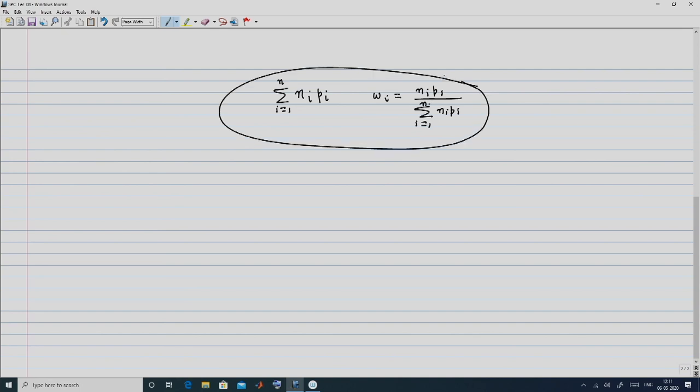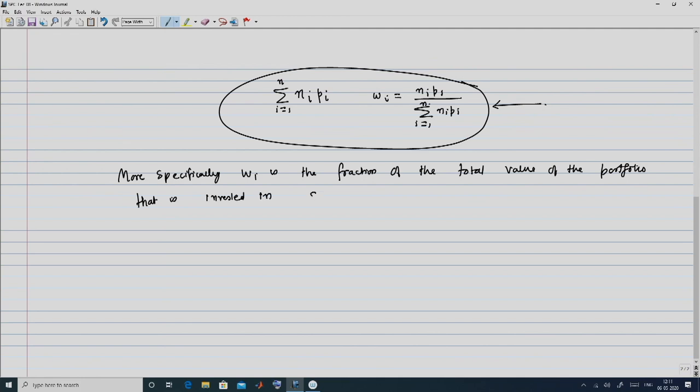So this is a statement that I am making slightly informally before again going back to my formal statements. So more specifically, if I can now view weights in the paradigm of this formulation, Wi is the fraction of the total value of the portfolio that is invested in security i. So that means it is the fraction of total investment in security i out of the total investment that is made in all the n number of securities.